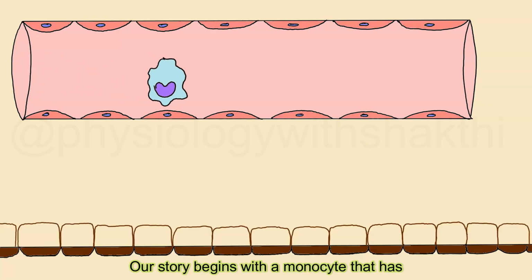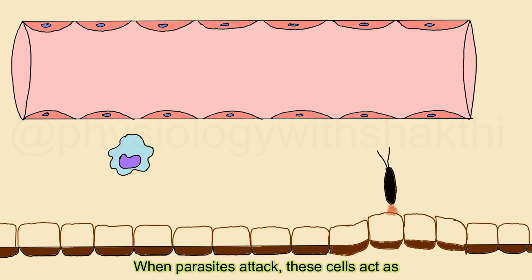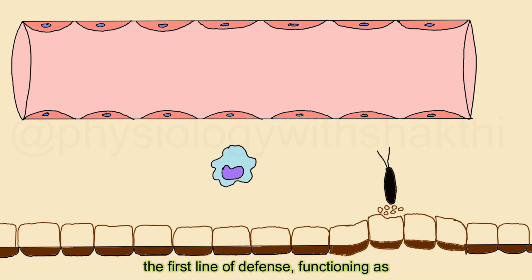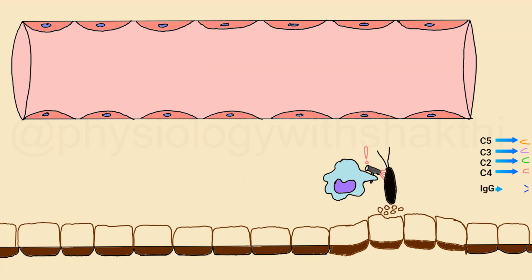Our story begins with a monocyte that has differentiated into a macrophage. It then specializes and resides in tissue as a tissue macrophage. When parasites attack, these cells act as the first line of defense, functioning as antigen-presenting cells. At this stage, components of the innate immune system, such as the complement system, are also activated.